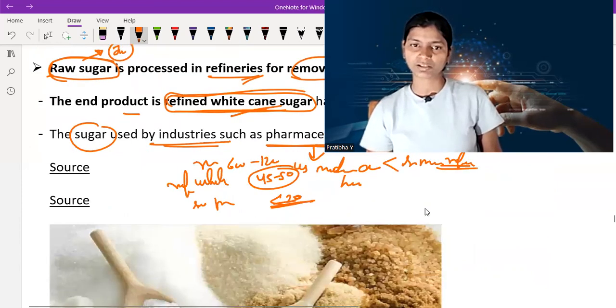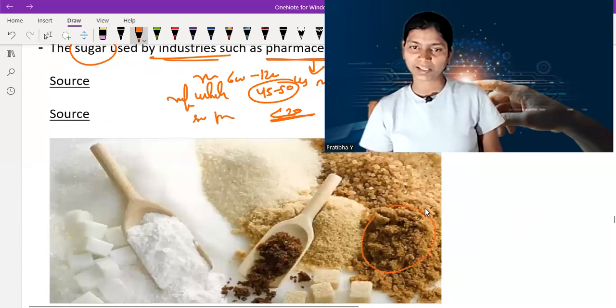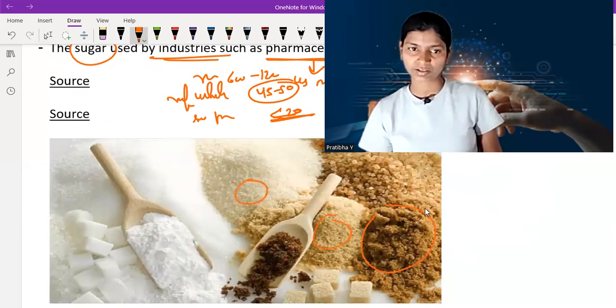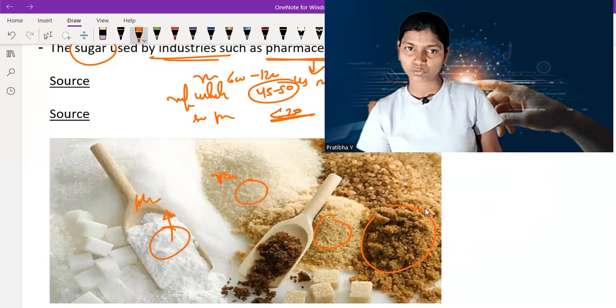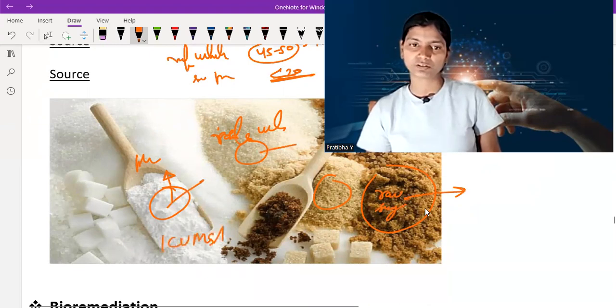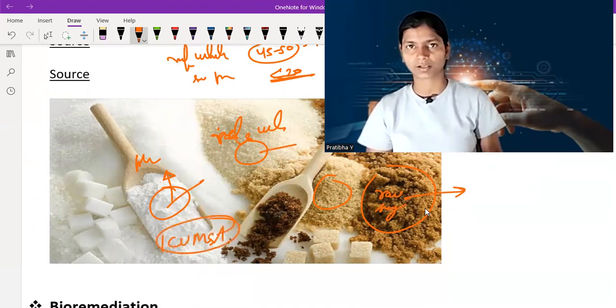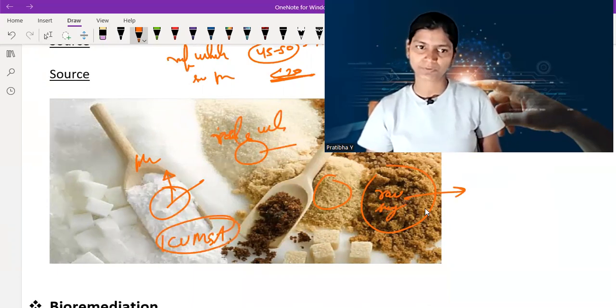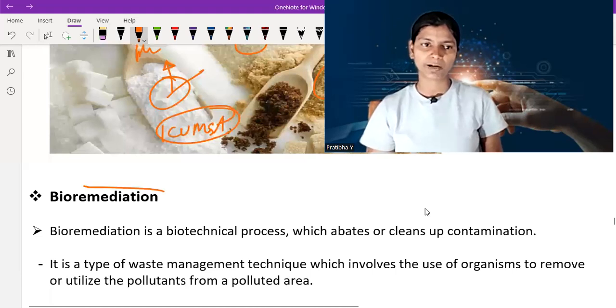In this picture you can clearly see the colors: brownish, light brownish, whitish, more whitish. The sugar used in pharmaceuticals is the refined white sugar, and these are raw sugar. So its ICUMSA value is more for raw sugar, and very little for refined. ICUMSA is a measure of quality of sugar based on color, and the whiter the sugar, the lower the ICUMSA. Let's move on to the next topic called bioremediation.